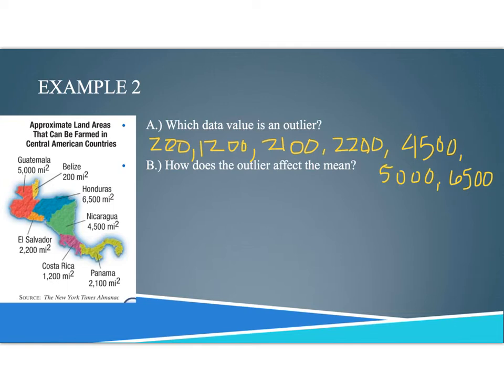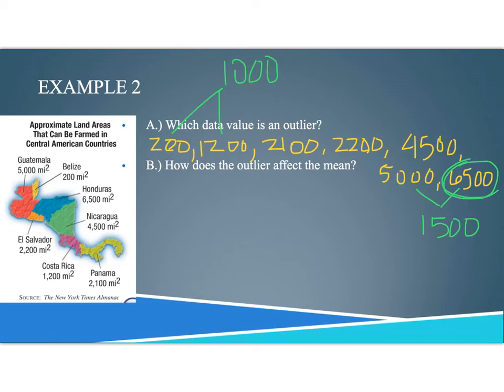So to see which one is the outlier, I'm going to look at the difference between 200 and 1,200. If I look at the difference between these two, this is going to give me a difference of about 1,000. If I look at my two end values, this is going to give us a difference of about 1,500. So since 1,500 is greater than 1,000, we're going to consider the 6,500 square miles, which is Honduras, as the outlier. So this right here is our outlier.